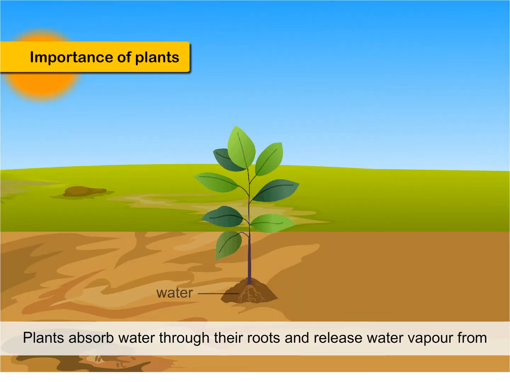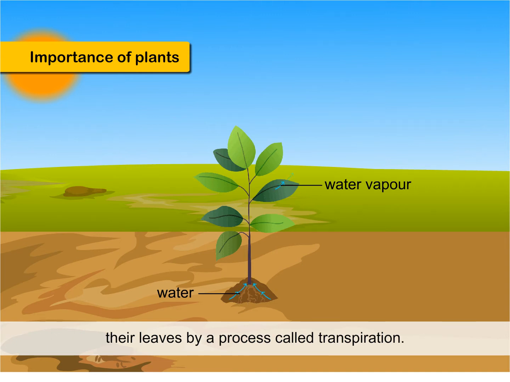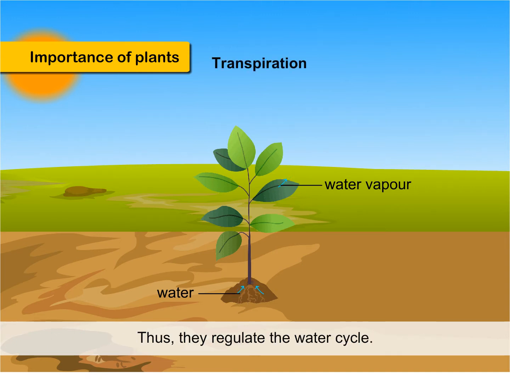Plants absorb water through their roots and release water vapor from their leaves by a process called transpiration. Thus, they regulate the water cycle.